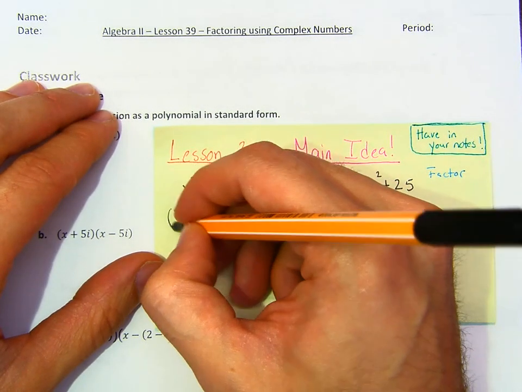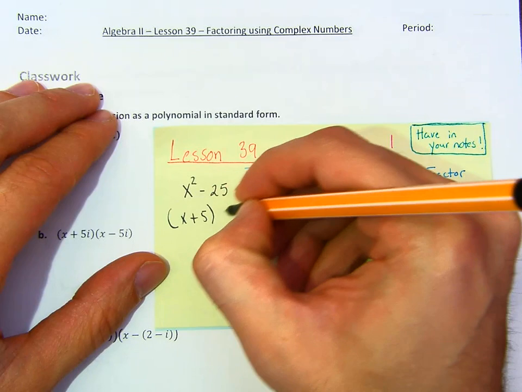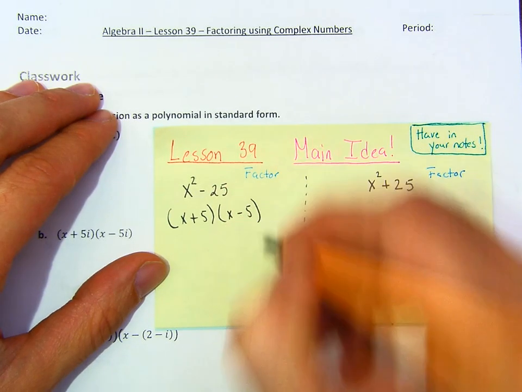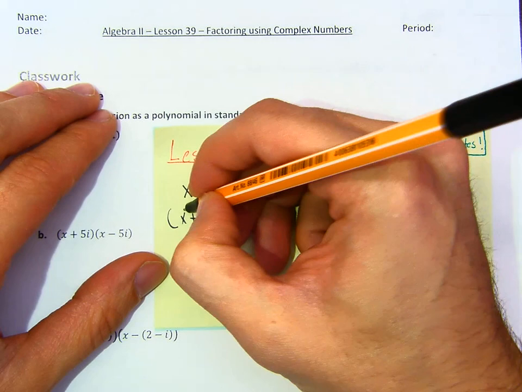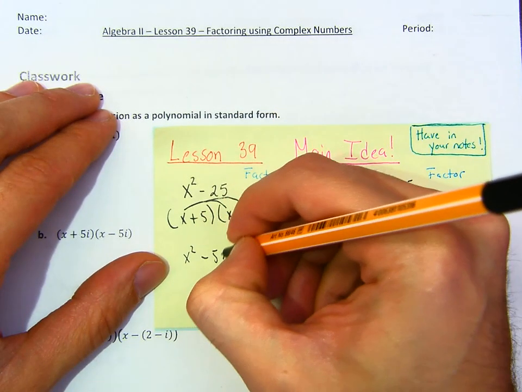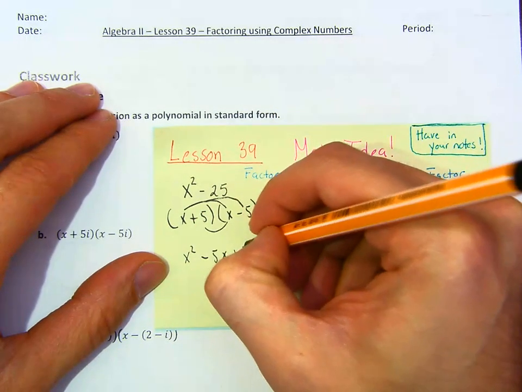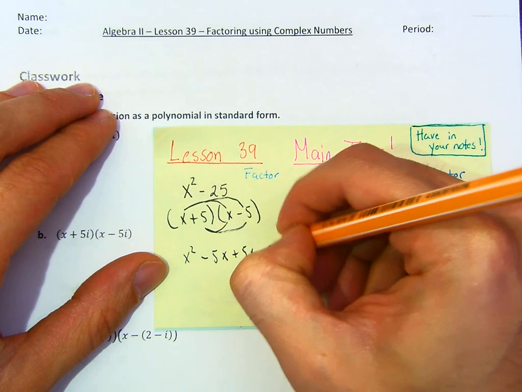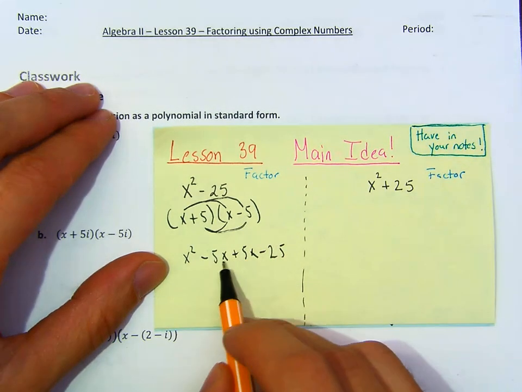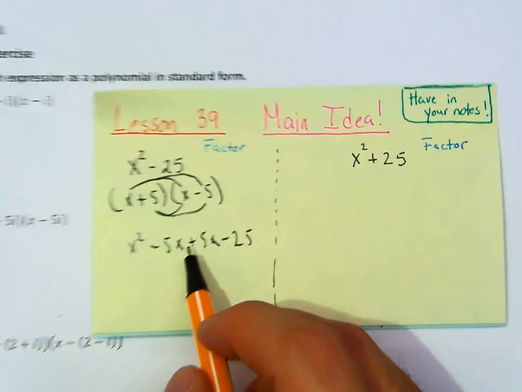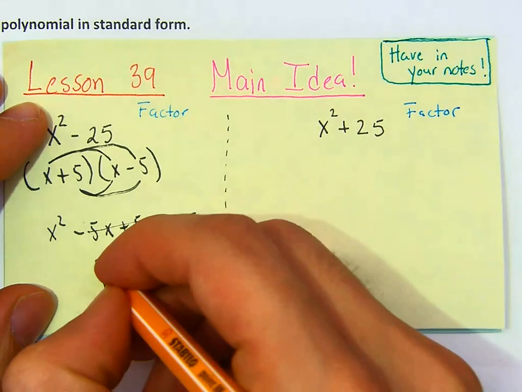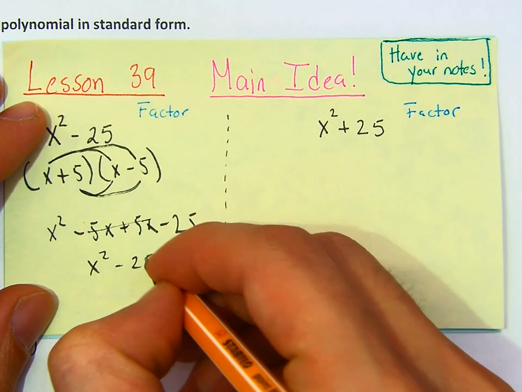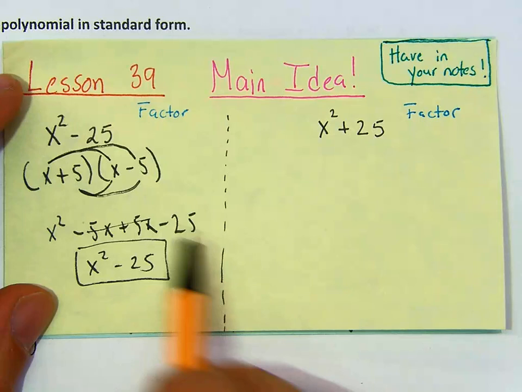But not too bad, it's just x plus 5, x minus 5. And why does this work? Because if I do x times x, I get x squared. X times minus 5 is minus 5x, plus 5x, minus 25. Notice what happens to these two. Let me zoom in a little bit. These two just cancel, so now I have x squared minus 25. And you say, okay, not too bad.